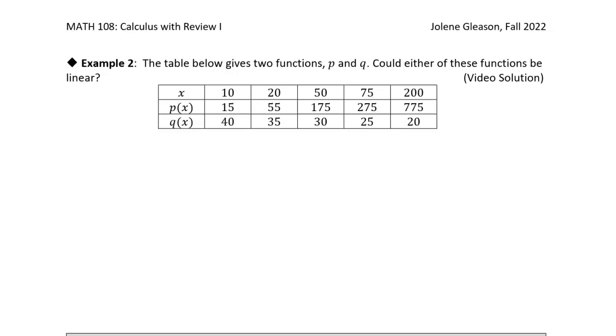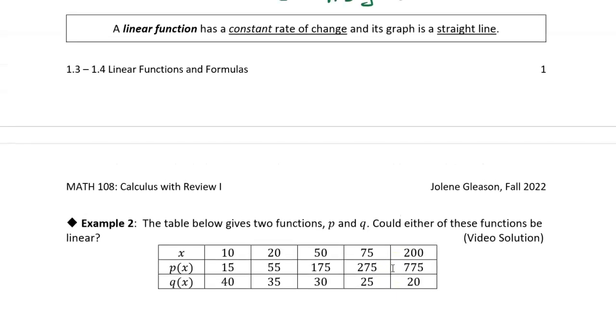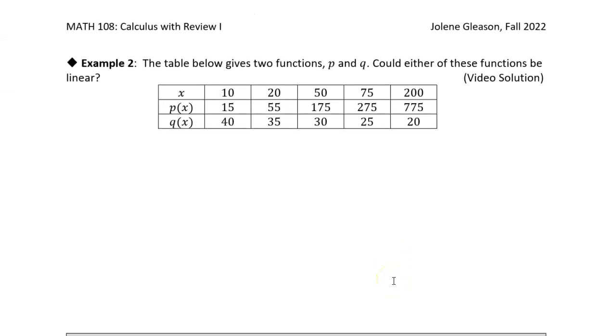All right. So before we launch into example 2, let's scroll back up a minute and look at what we just talked about as far as what a linear function is. A linear function has a constant rate of change and its graph is a straight line. Here we're given two different functions in tabular form, and we're asked to figure out which, if either of these functions, is linear.